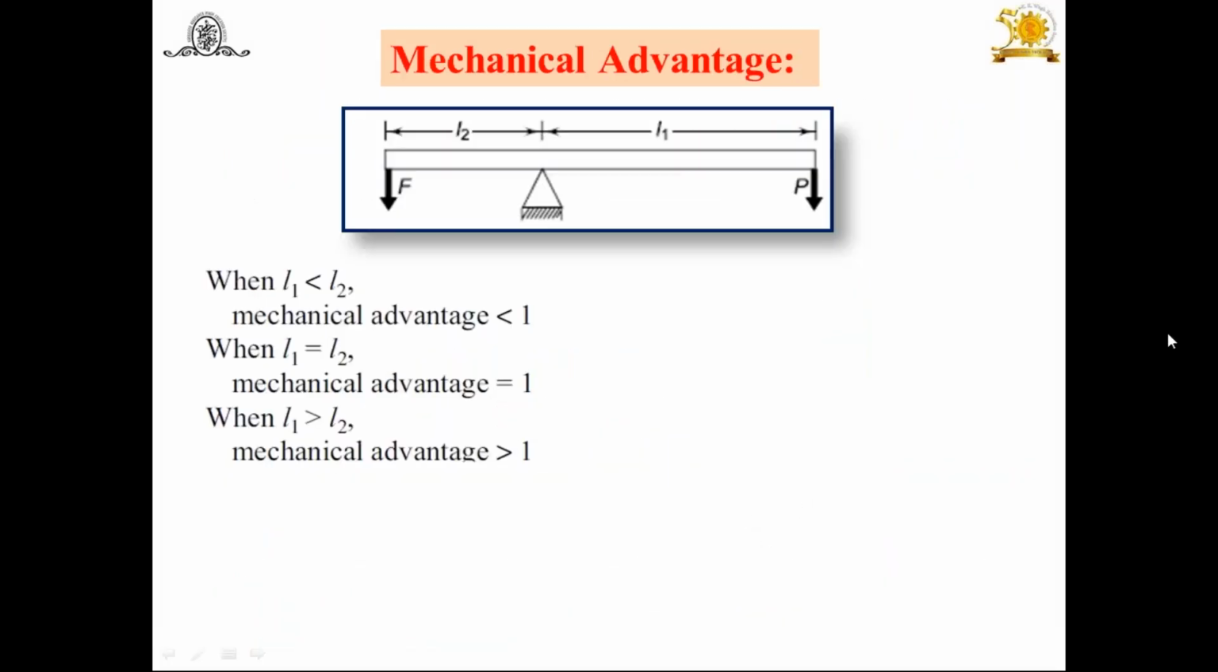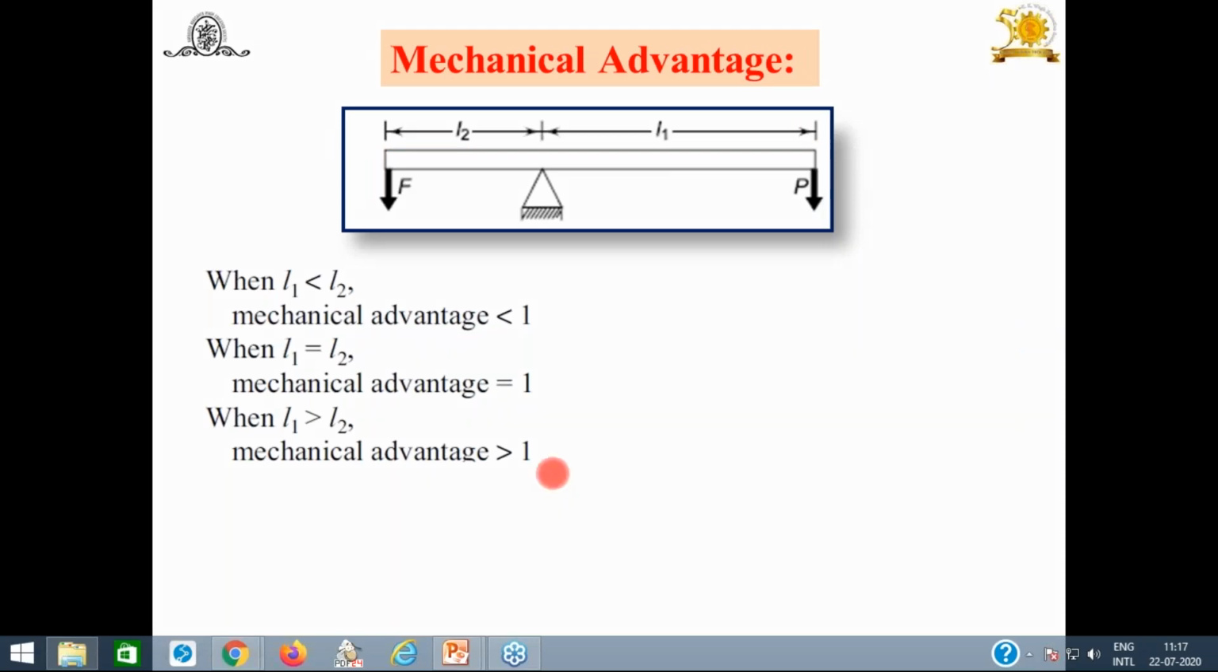Look at the figure, instead of going for the theory part. Look at the diagram. From this pivot up to P is the effort, L1 is the effort arm, and here is L2. Looking at the figure, you will observe L1 is greater than L2. That means, what is mechanical advantage? L1 upon L2. L1 is greater, so you will get mechanical advantage greater than 1.